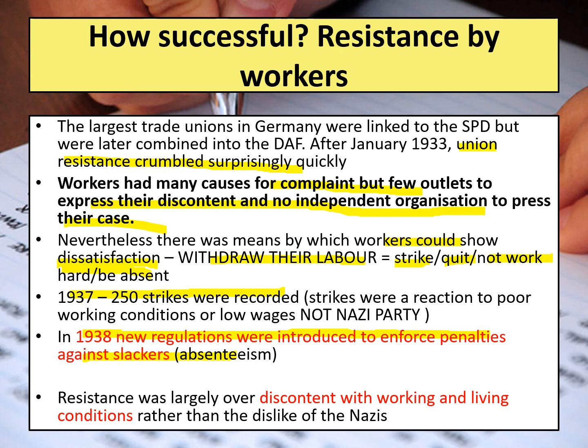However, it is important to note that when there was opposition from the workers, by not working productively or being absent, it was generally over discontent with the working and living conditions and standards rather than an outright strike against the dislike of the Nazis. So it wasn't like they formed really serious opposition. Pause the video here if you want to make any notes about how successful their policies were.